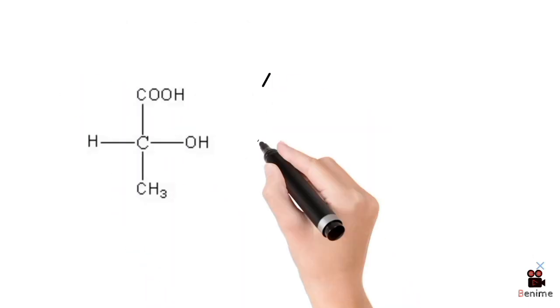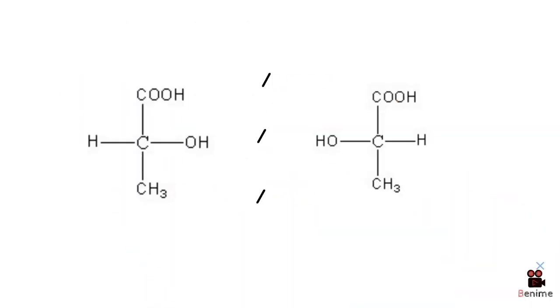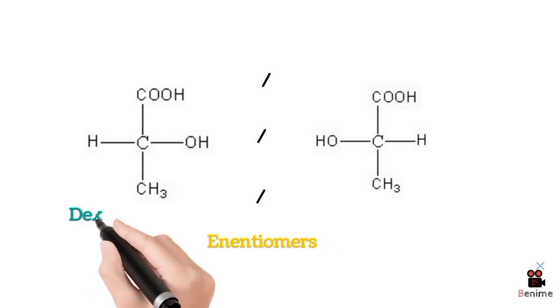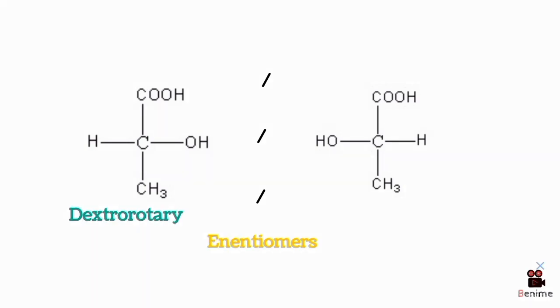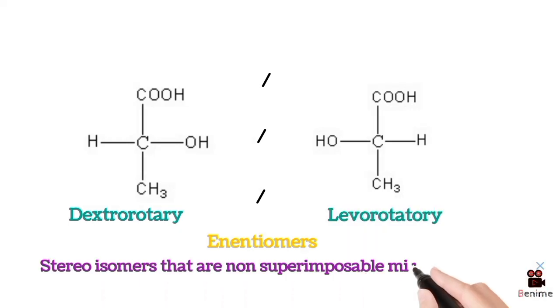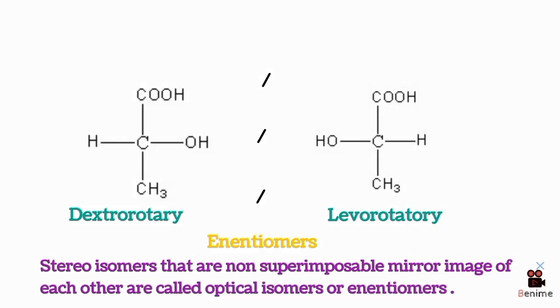If I place the structural formula of lactic acid here and then place a mirror in front of it, its non-superimposable mirror image will be formed. These non-superimposable mirror images are called enantiomers, or optical isomers of each other. One form rotates plane polarized light clockwise and is called dextrorotatory, while the other rotates it anticlockwise and is called levorotatory.